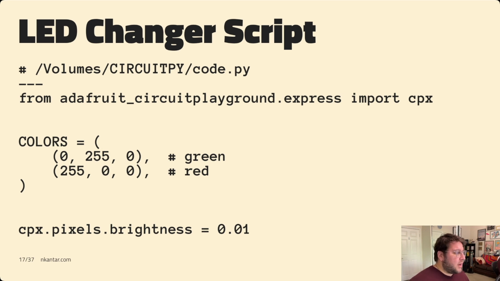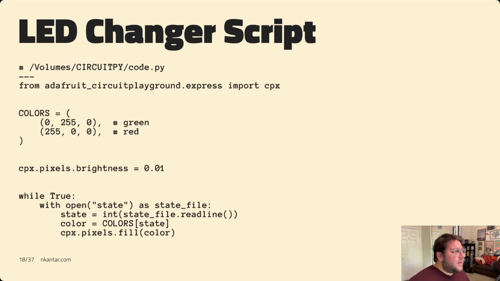They're incredibly bright. And then we're going to write a small while loop that always continuously runs. Inside it, we will open the status file. We'll get the actual state. We will use the state to decide on the color, and then we will fill all the LEDs with said color. Simple enough.